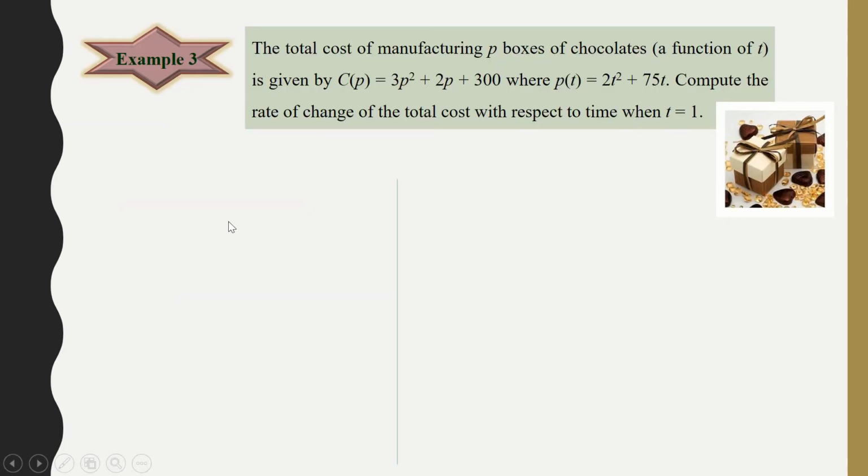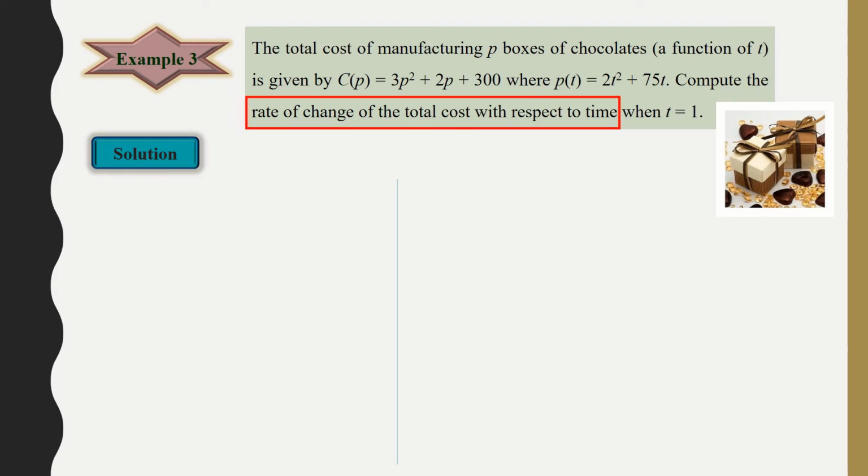Let's see example 3. The total cost of manufacturing p boxes of chocolate, as a function of t, is given by C in terms of p equals 3p squared plus 2p plus 300, where p in terms of t is 2t squared plus 75t. Compute the rate of change of the total cost with respect to time when t equals 1.